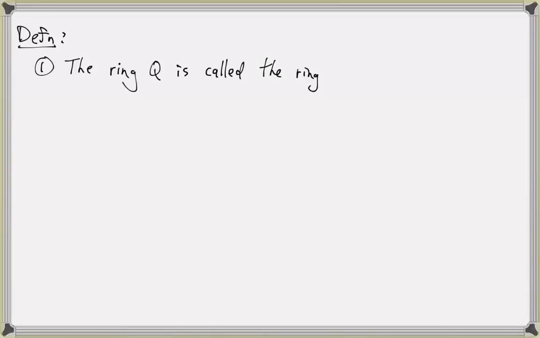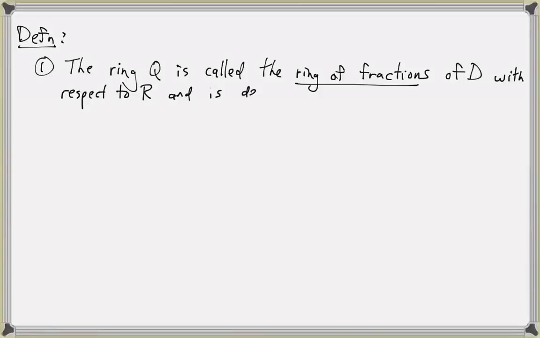Now for some quick definitions. One, the ring Q is called the ring of fractions of D with respect to R, and is denoted by D inverse R.